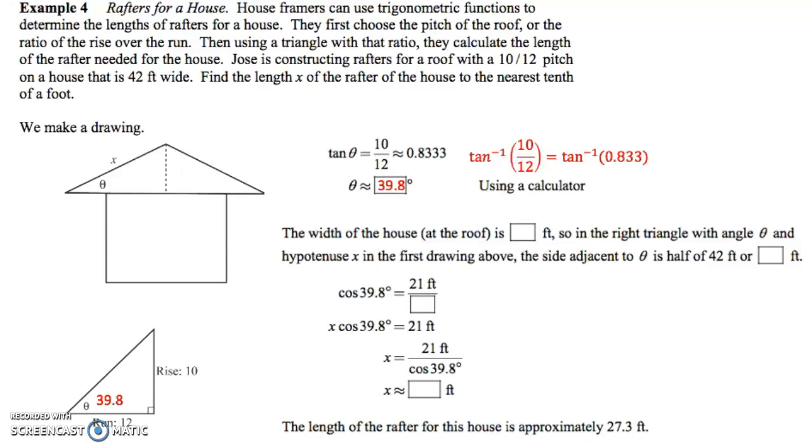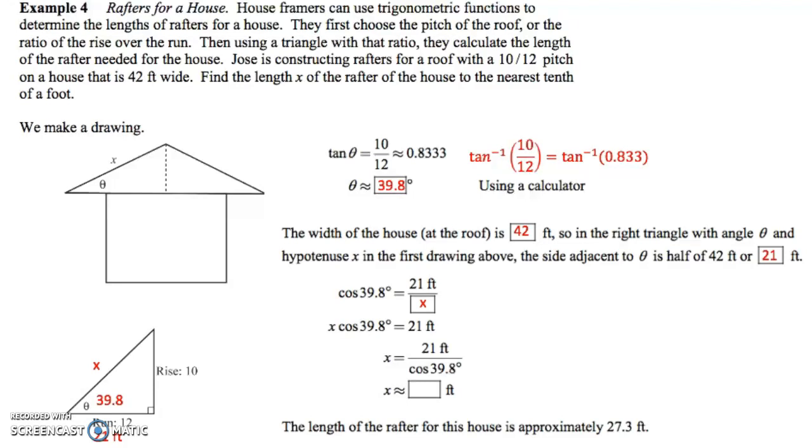We also know that the width of the house at the roof is 42 feet. So when we look at the right triangle with this angle, and we look at the hypotenuse of x, the first drawing above on the top left there, the side adjacent to theta is half of 42, or 21 feet. So we know one side, we know an angle, and we can use cosine, because cosine is adjacent, 21 feet, over the hypotenuse, which we are looking for.